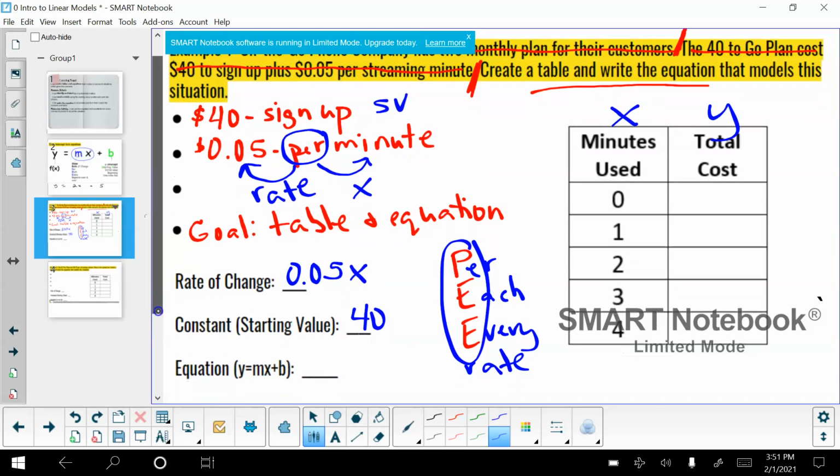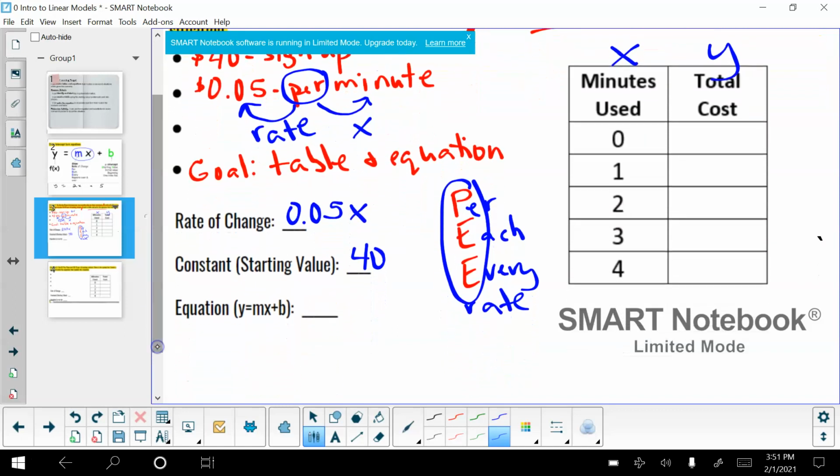Now, if we remember how our equation was written, I'm just going to scroll down. It was y equals mx plus b. M was the rate, and b was the starting value. So I can write y equals, my m number is 0.05, and if I've got my x with it, I just write it right with it, and then my starting value was the plus 40. And that is a perfectly acceptable way to write that equation.